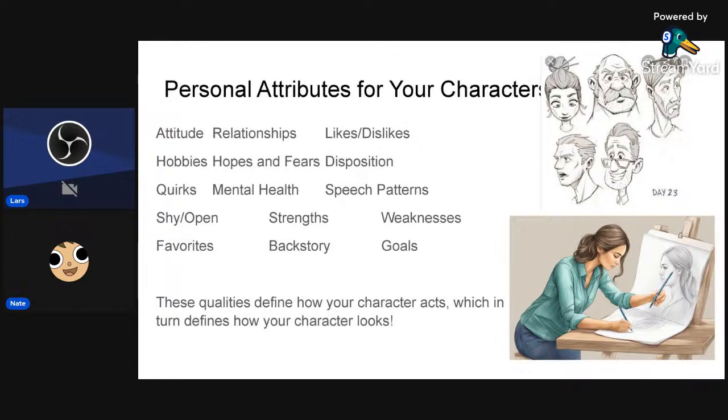And I hope to show that in some of the images that I will share with you guys later on of characters from my own books. So again, these qualities define how a character acts, which in turn will have an effect on how a character looks. So the more that you're able to understand your character, the better you'll understand how your character must look. That's what I'm hoping to convey with this.